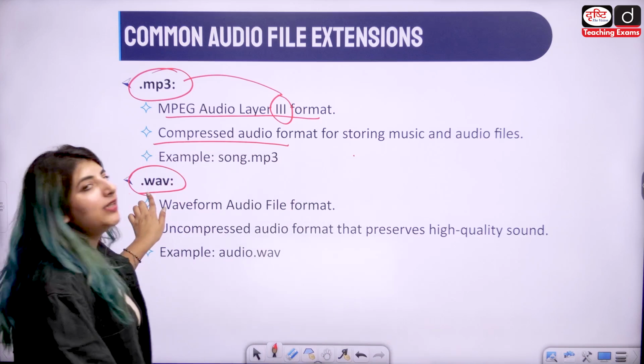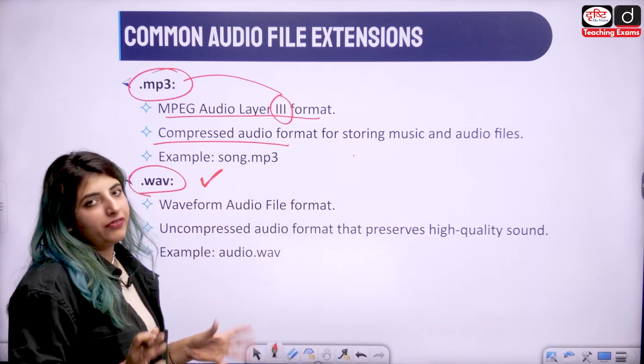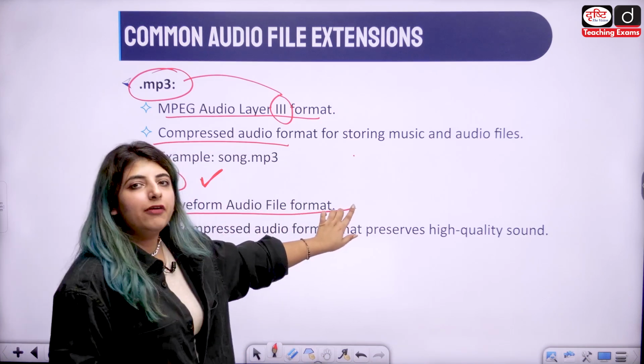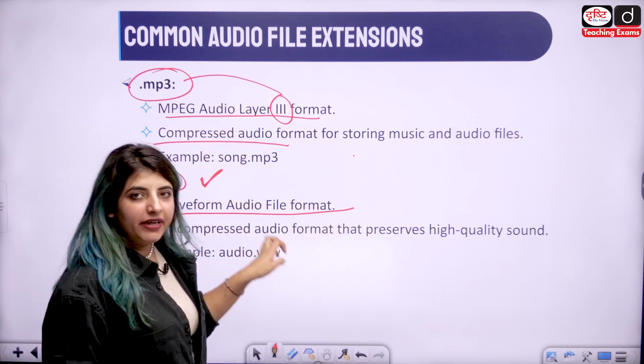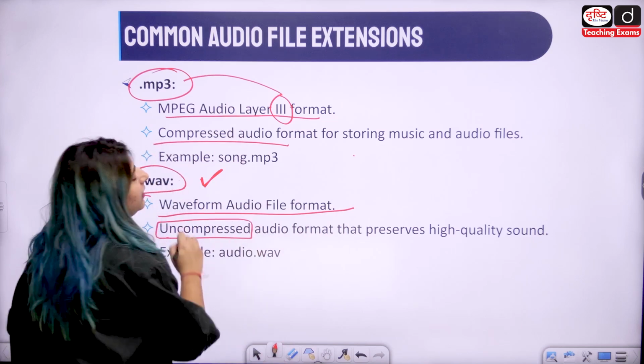Then we have .wav. This has already been asked in the NET examination. All of them have been asked in the NET examination. This one stands for waveform audio file format. This has a better quality than the MP3 format because it is uncompressed.